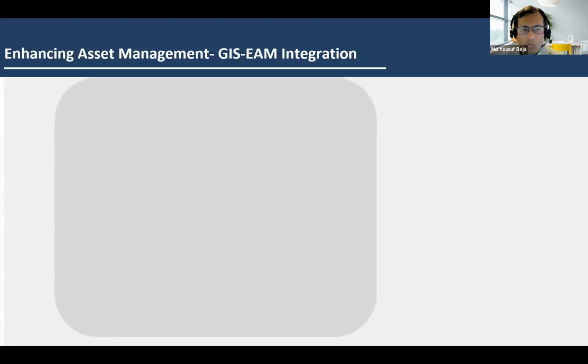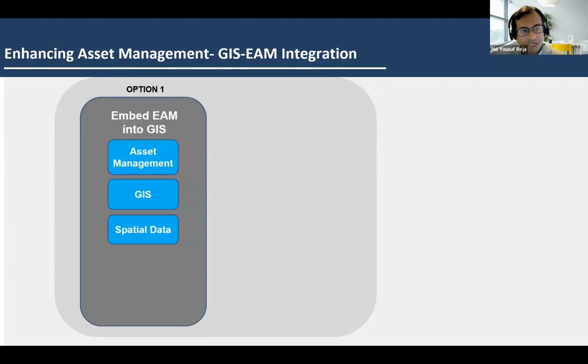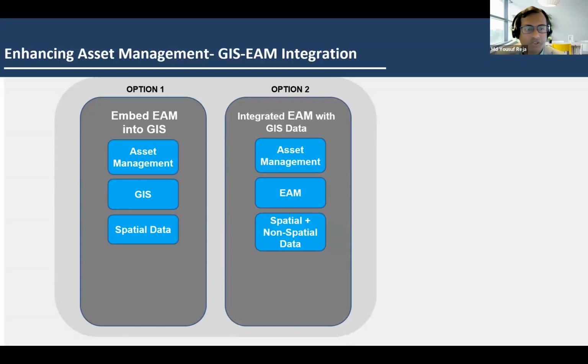So let's talk about what options we have if we really talk about GIS and EAM integration. The first option is that we can embed EAM into GIS. Many organizations have the ArcGIS Enterprise suites and whatnot, and we can embed the enterprise asset management into GIS. But the thing is that it can deal only with spatial data. The other option is to do integrated enterprise asset management with GIS data, because that will allow us to handle both spatial and non-spatial asset data that the communities are dealing with.